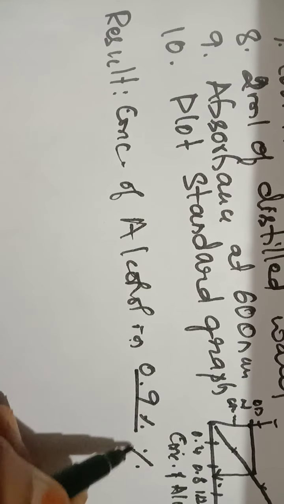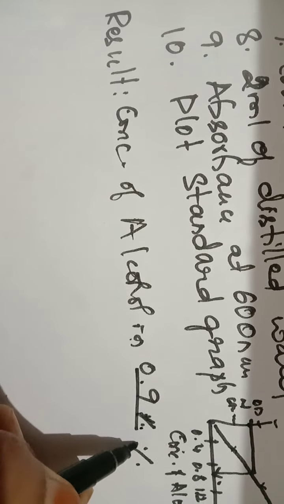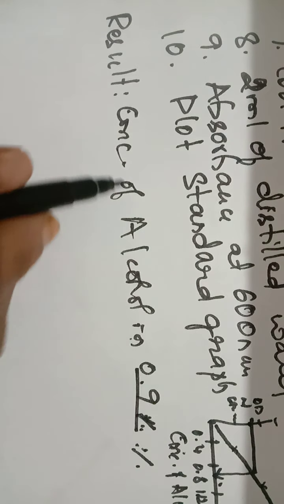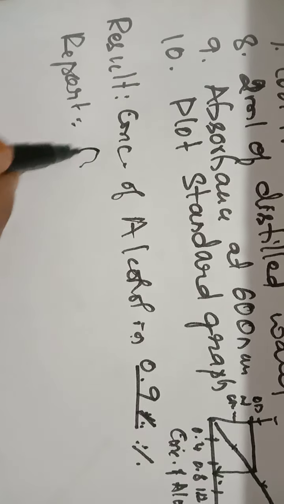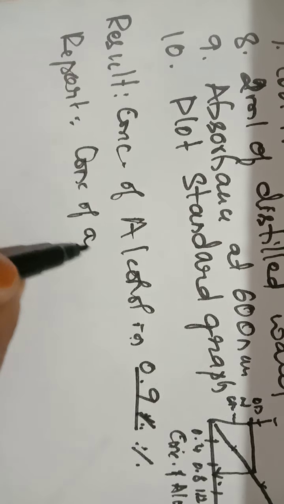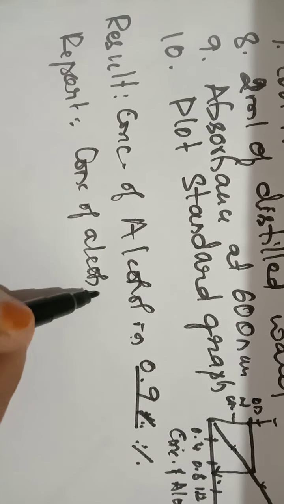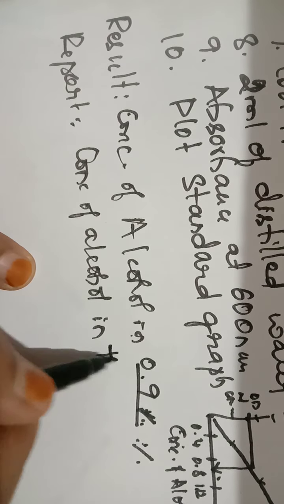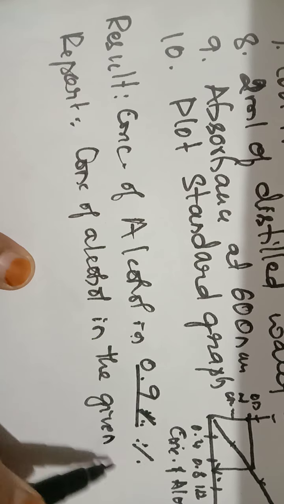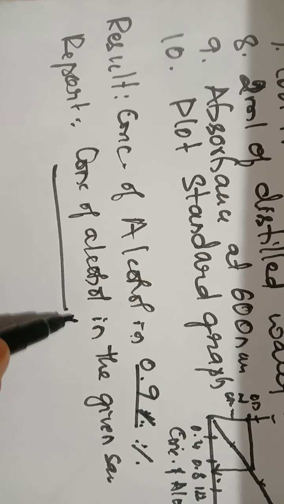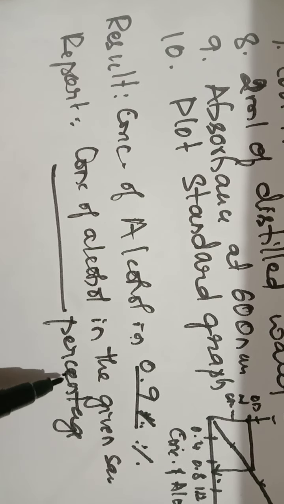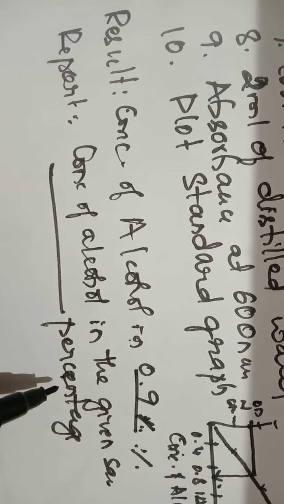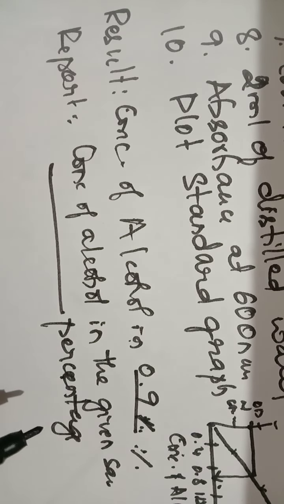So remember, you need to tell the unit in percentage. You need to report that the concentration of alcohol in the given sample is dash percentage. If you don't tell the percentage, you lose the marks. So you need to properly tell it in the percentage. So this is regarding the estimation of alcohol by chromic acid method.